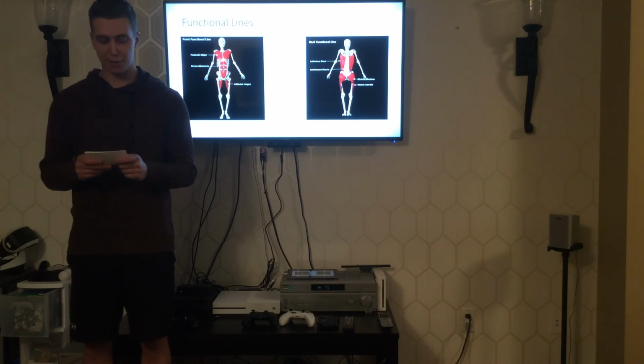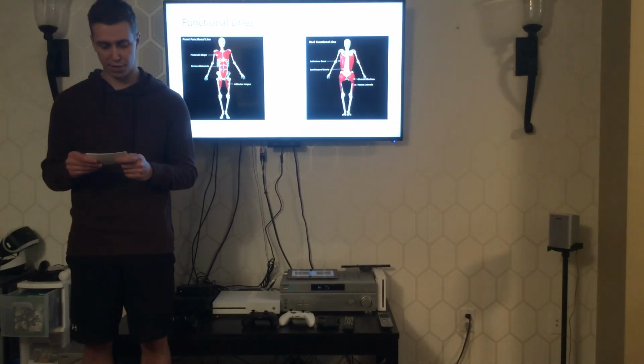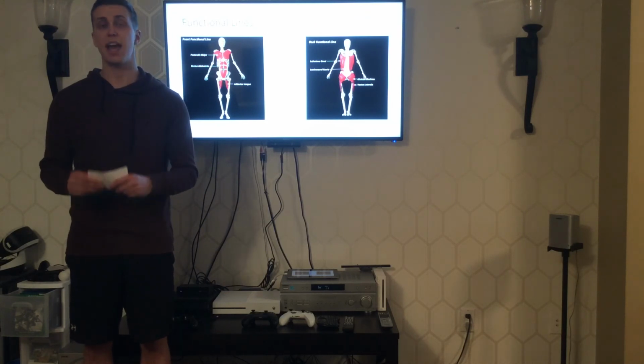Next, we have the back functional line. The back functional line begins with the latissimus dorsi and follows down the lumbosacral fascia and crosses the gluteus maximus and follows down the IT band and vastus lateralis.